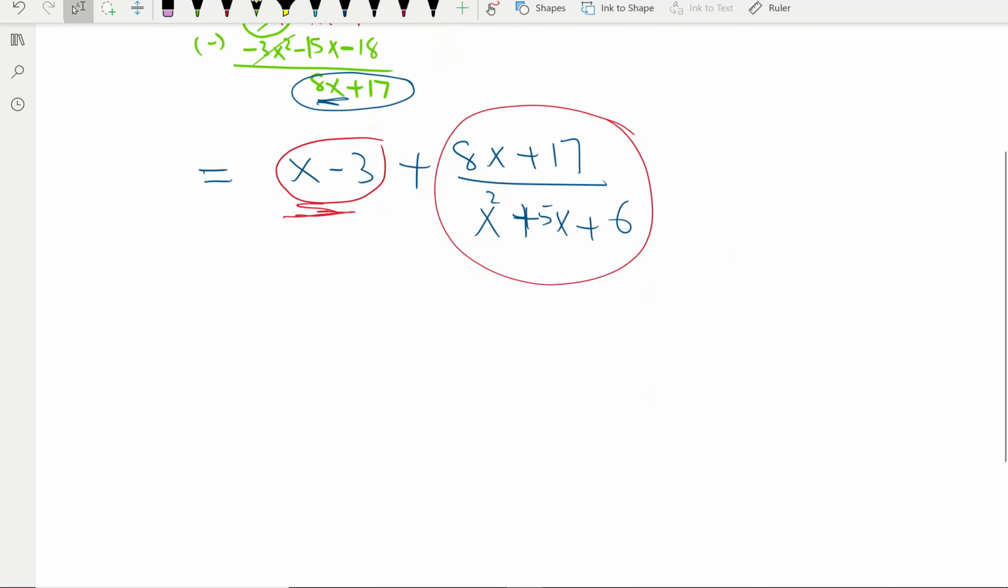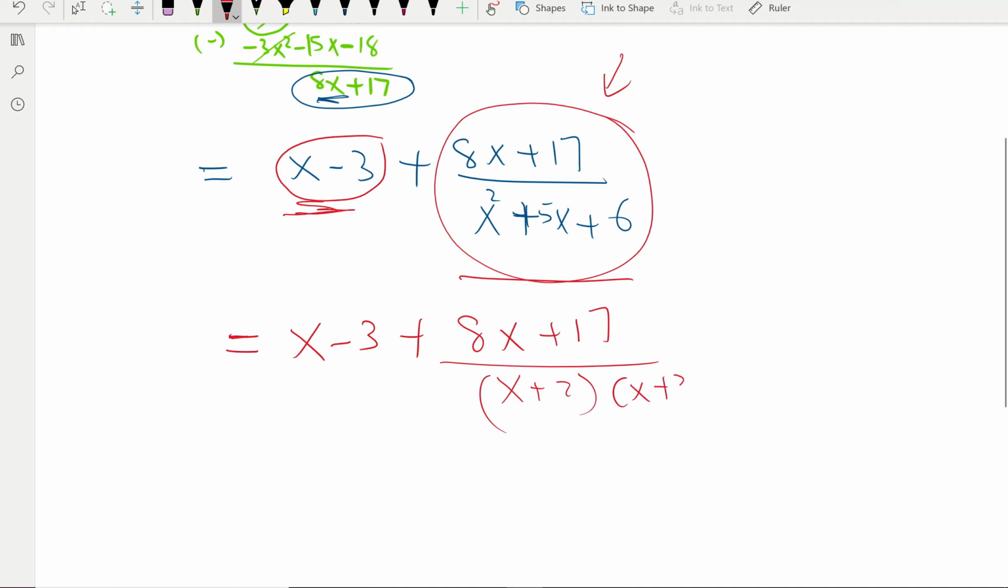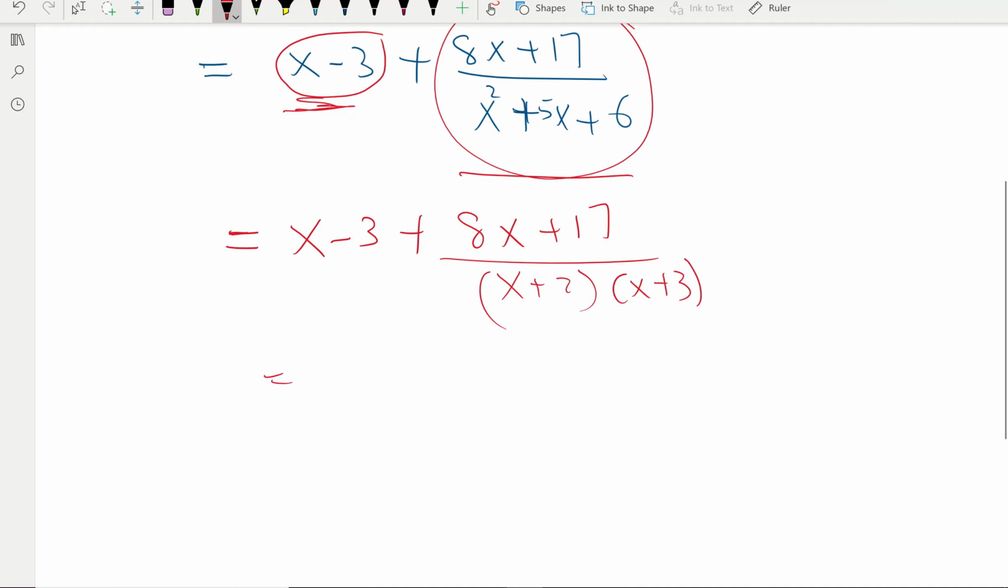Okay. Anyway, now you have to keep this x minus 3 every time you write this expression. Don't forget about it. Now do the decomposition for this fraction. To do the decomposition, you have to factor the denominator because this is case 1 now. So if you factor x squared plus 5x plus 6, it's going to be (x plus 2)(x plus 3). Based on the case 1 scenario, we have distinct linear factors. So the decomposition is A over x plus 2 plus B over x plus 3.